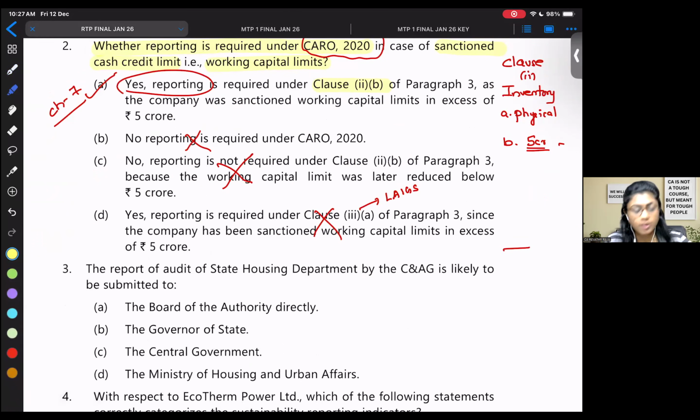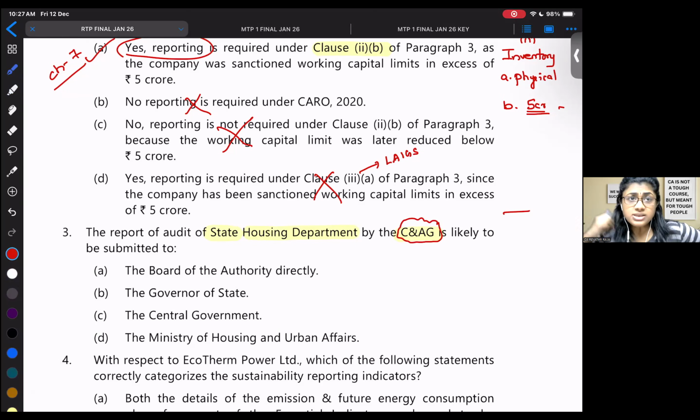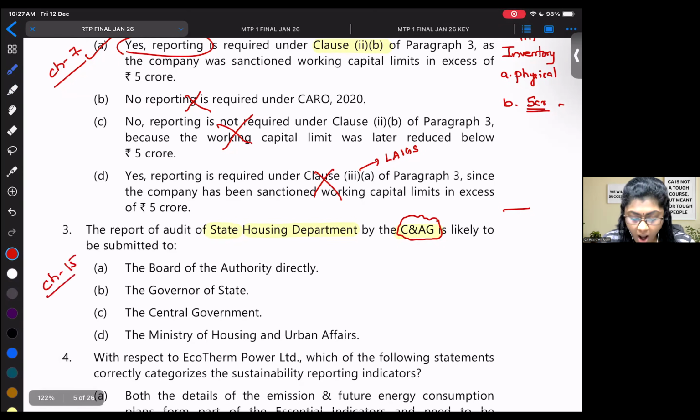Next question. The report of audit of State Housing Department by C&AG is likely to be submitted to. Come on, which chapter came to your mind when you heard this in an exam hall? You should think like this now. C and AG, which chapter came to your mind? This is relating to chapter number 15 in the ICA material, PSU audit.